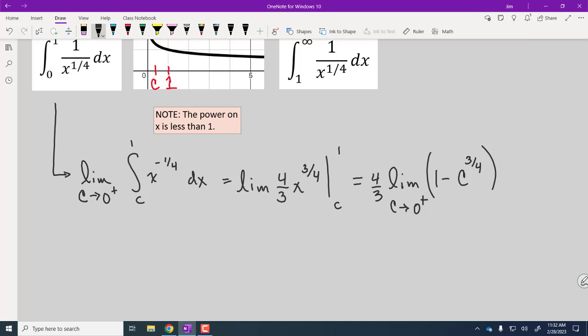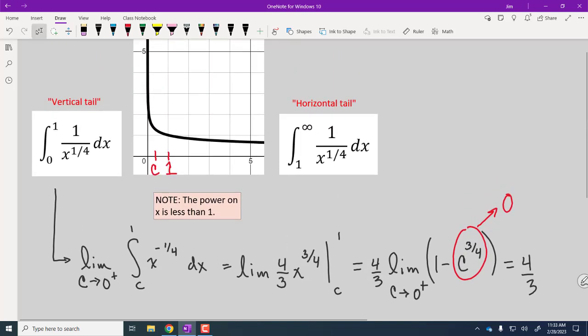And what is that limit as c goes to 0? So the total value will be 4/3. Because what happens here? Where does that go as c goes to 0? 0, right? 0 to any non-negative power is 0. So we have 1 times 4/3, which is 4/3. So that means that we have a convergent vertical tail, which, looking at the graph, makes perfect sense.